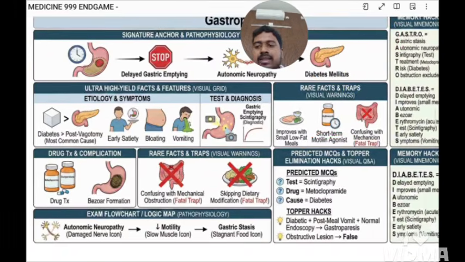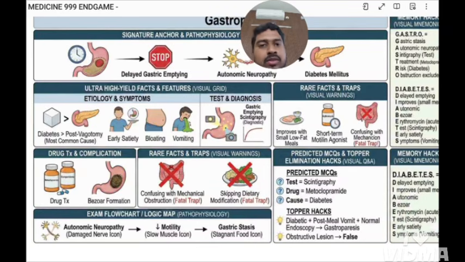Okay. Next, the drug treatment that is used is metoclopramide and domperidone, which both increase gastric emptying. So one complication is bezoar formation, where whatever food contents is eaten, it is still in the stomach only, and it doesn't get transferred to the small intestine.